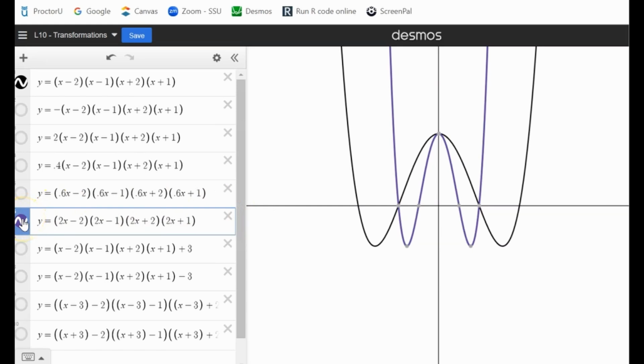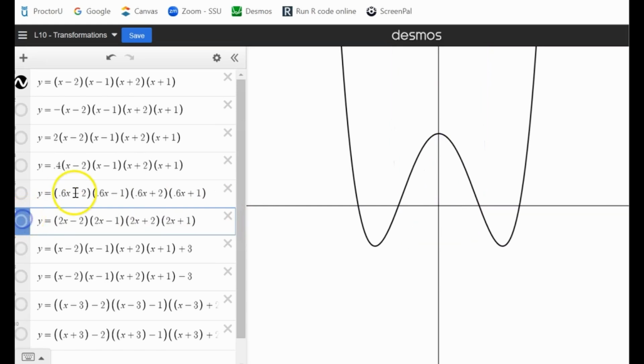All right, so that's it for vertical and horizontal shrinks and stretches.